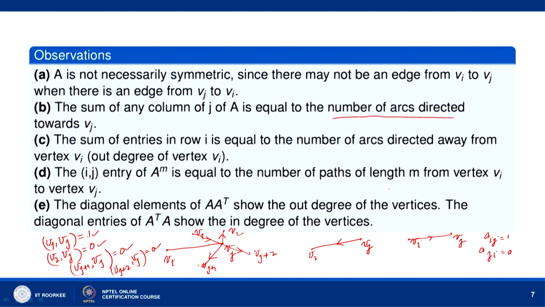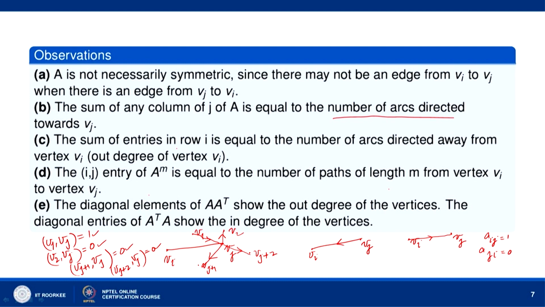The sum of the jth column of A tells us the number of arcs that are directed towards bj, because for the arcs that are directed towards bj, the value of Aij will be equal to 1 for i equal to 1 or i equal to 2 or i equal to 3. And so, if you consider the sum of the entries in the jth column, it gives us the number of arcs that are directed towards bj.